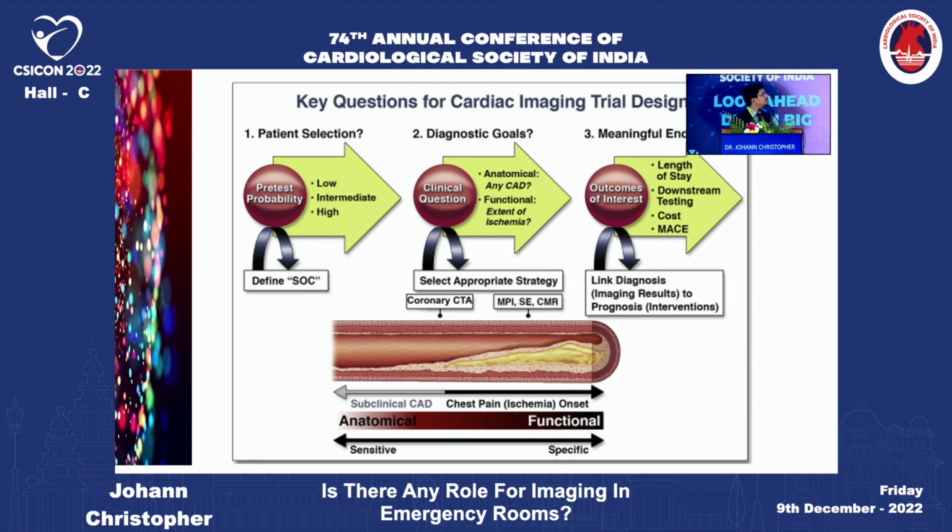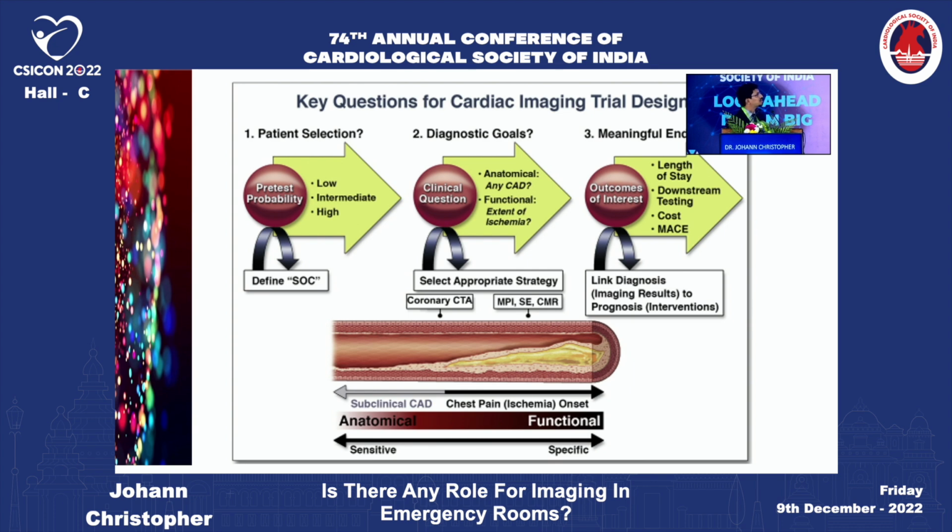The second thing is obviously the diagnostic goal. Do you want to have an anatomical assessment? And our previous speaker alluded to that very well. Or is it a functional imaging that you want? When you're looking at an early disease, you would prefer an anatomical solution like a coronary CT. And if the person already has disease, post-CABG, post-stent, coming with a chest pain, then maybe you would like to see whether there's ongoing ischemia or not.